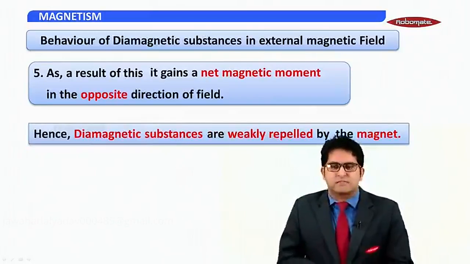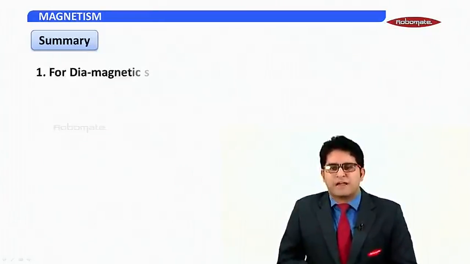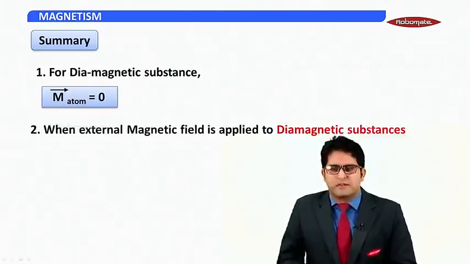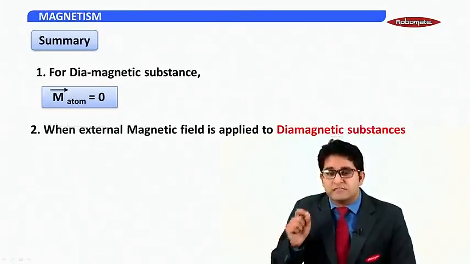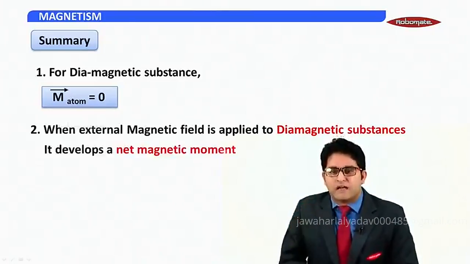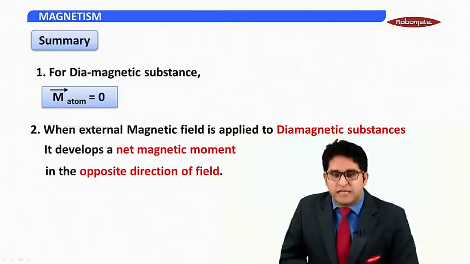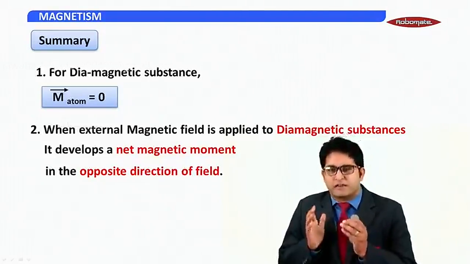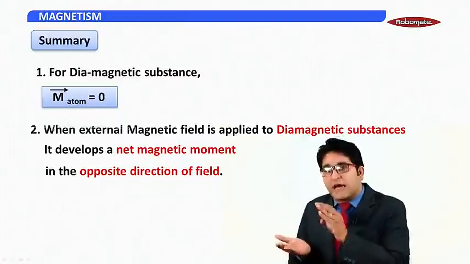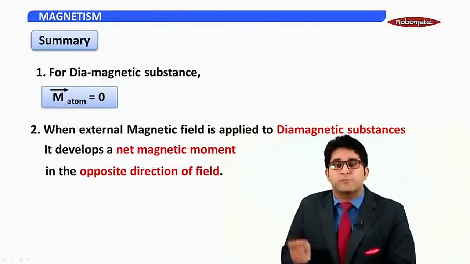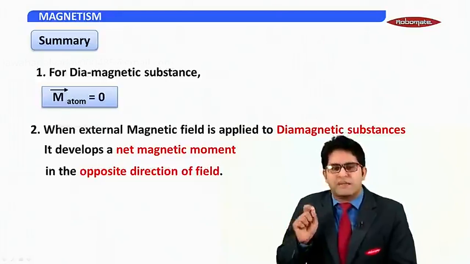Right? So let us summarize. I can say for diamagnetic substance, magnetic moment of an atom is equal to 0. And second point is, whenever external field is applied to diamagnetic substances, they develop a net magnetic moment in the opposite direction of field. So students, in this particular module, we simply restricted our discussion to diamagnetic substances. In the forthcoming module, we'll be learning about the properties of diamagnetic substances.